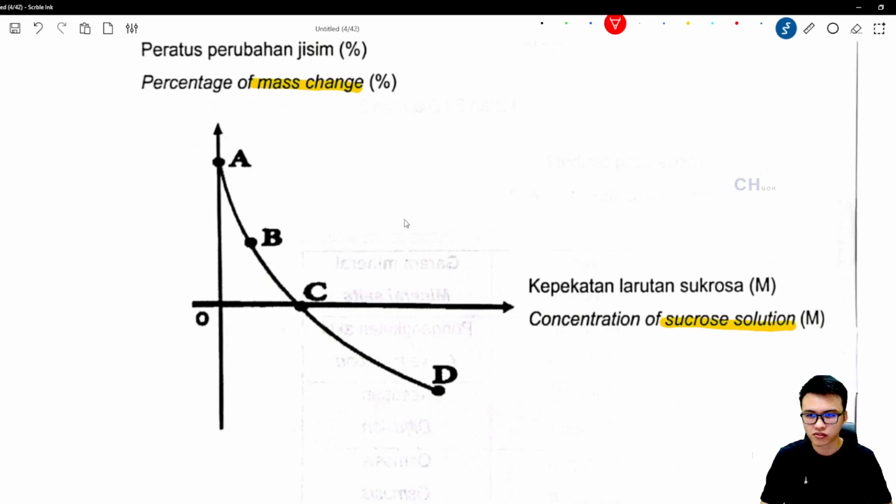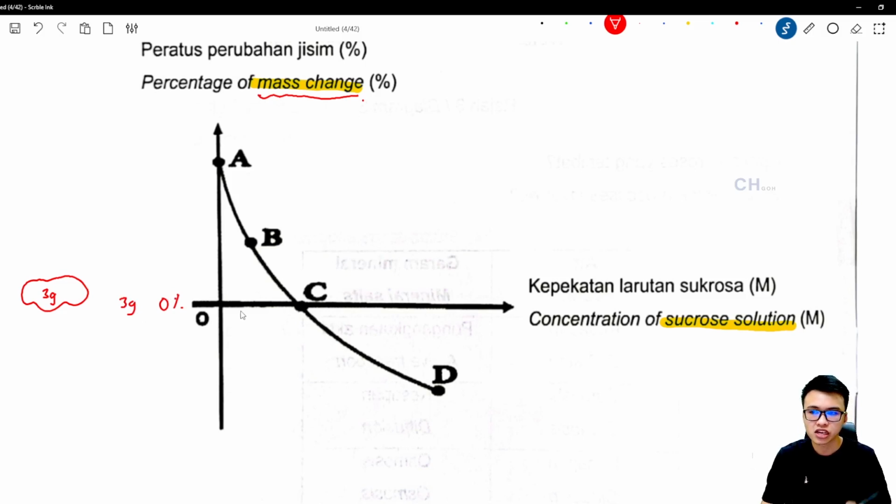Now this is the graph. So let's pretend the percentage of mass change is 0%. That means no change to the cell. Just now we mentioned that the original mass of the cell is 3 grams. So if there is no change of the mass of the cell, it should be 3 grams here.